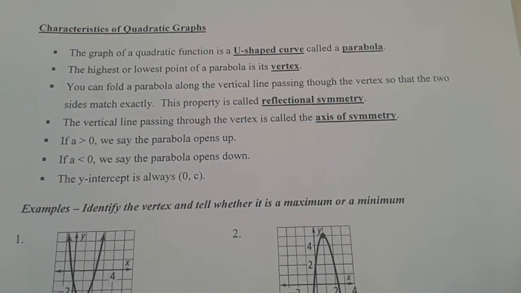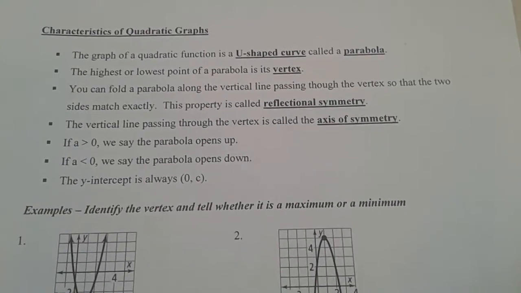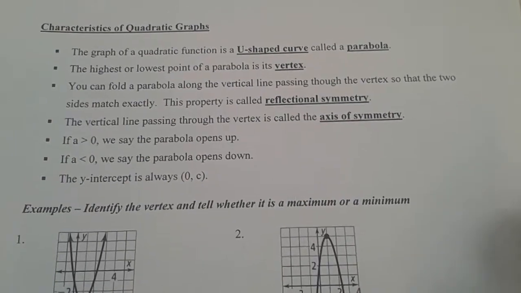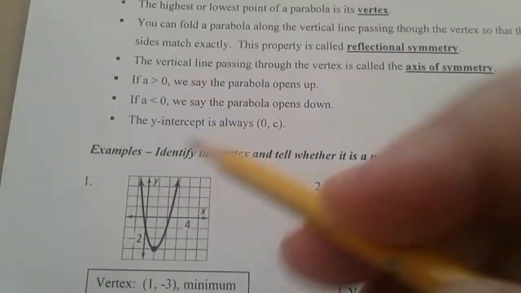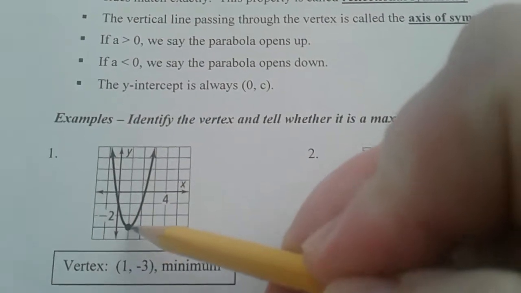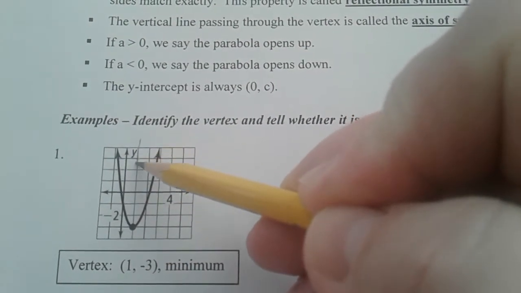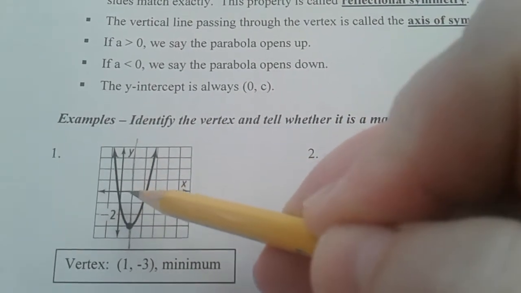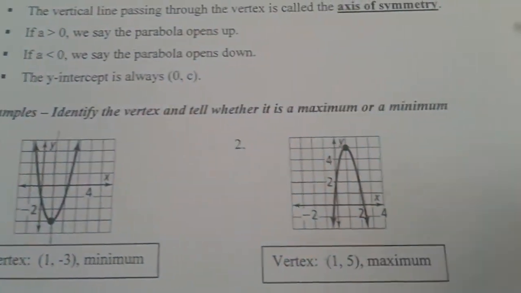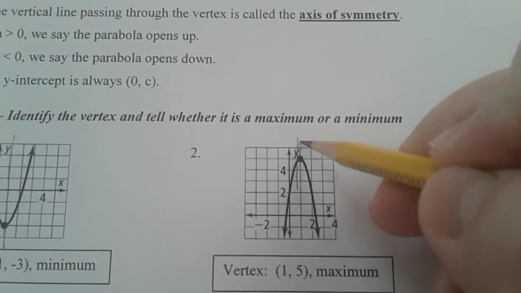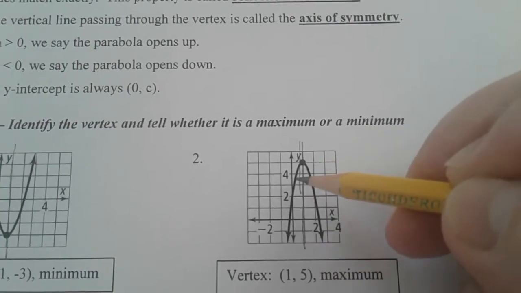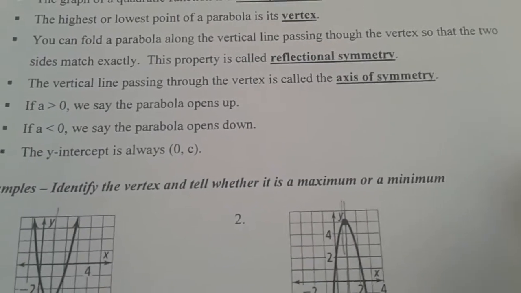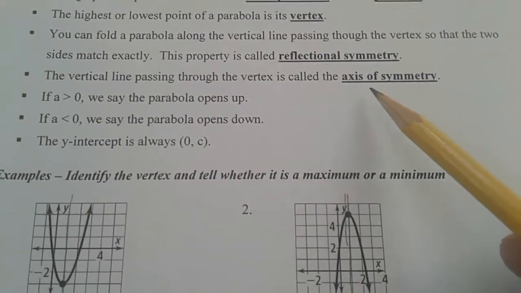Okay, you can fold the parabola along a vertical line passing through a vertex so that the two sides match equally. This property is called reflectional symmetry. Okay, I'm just going to scroll down to some graphs that we have here. We'll go over these later, but you can see this vertical line that I'm drawing right in; this would be the axis of symmetry. If I folded along this line, this piece of the graph would match just on top of this piece of the graph. Same thing over here with this picture. If I drew in this axis of symmetry and I folded over, this side would match on this side. Okay, so that's reflectional symmetry. That vertical line that I just drew in is called the axis of symmetry.